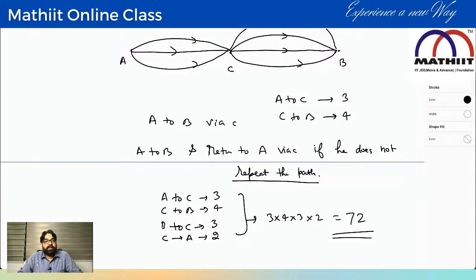A to C, there are 3 paths. C to B, 4 paths. But B to C, when he's returning, he should not repeat the path. So 3 ways. And C to A, 2 ways. Between these jobs, what word will you use? AND. Because all 4 jobs have to be completed.